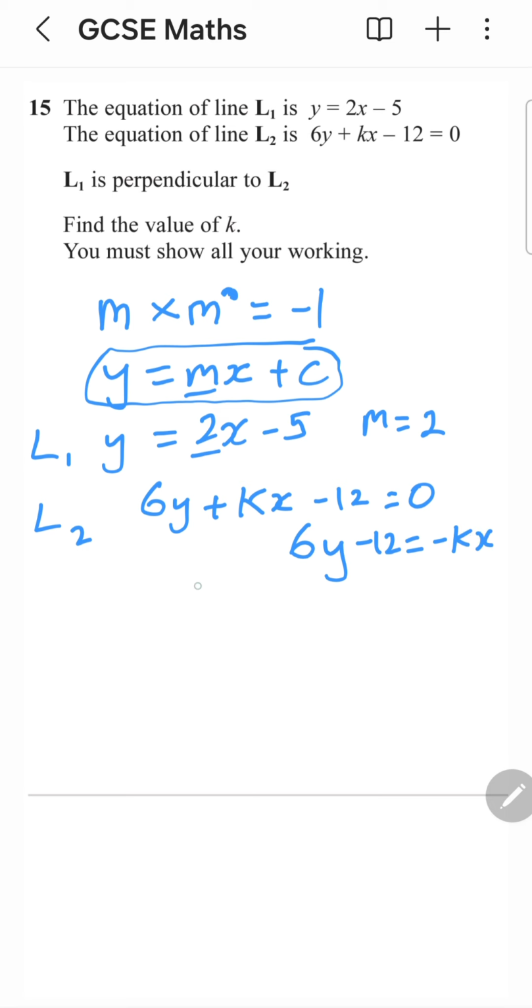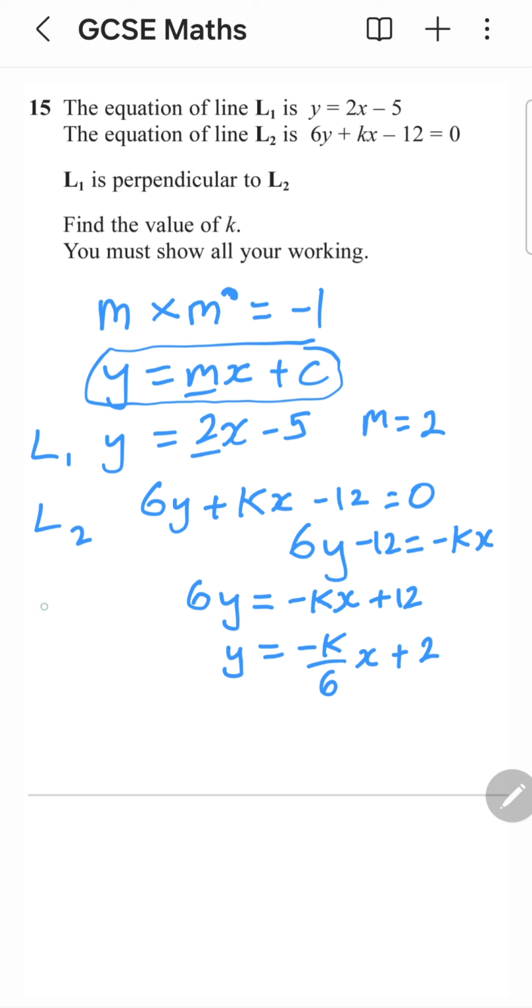And then next step, you take the minus 12 to the other side. So you've got minus kx plus 12. And then remember to divide everything by 6 because you have to get y, not 6y. y equals minus k over 6 x plus 2. So you can see the gradient of L2 is minus k over 6.